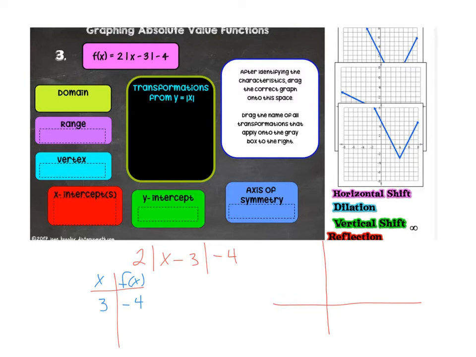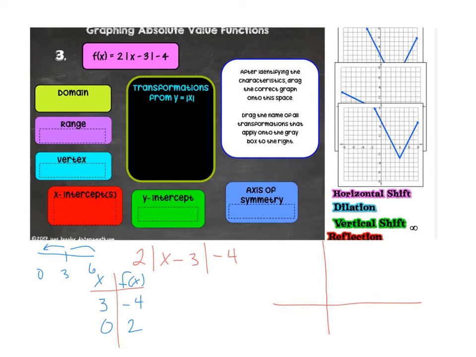Now remember, I like to do equidistant, and what I mean by that is if you imagine a number line, and 3 is here, we can go 3 to the left, which would be 0, and 3 to the right, which would be 6. So let's do 0 next. So I have 0 minus 3 is negative 3. Absolute value of negative 3 is 3. 3 times 2 is 6. 6 minus 4 is 2.